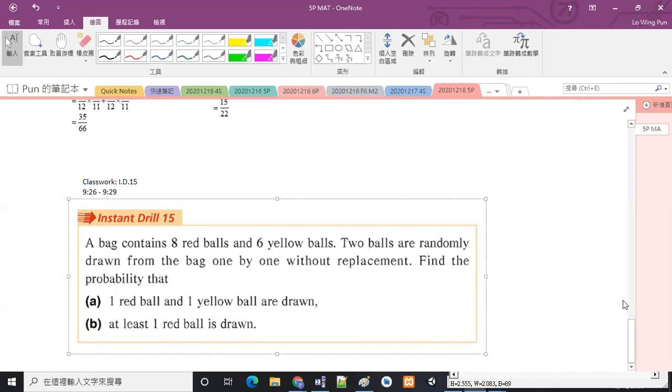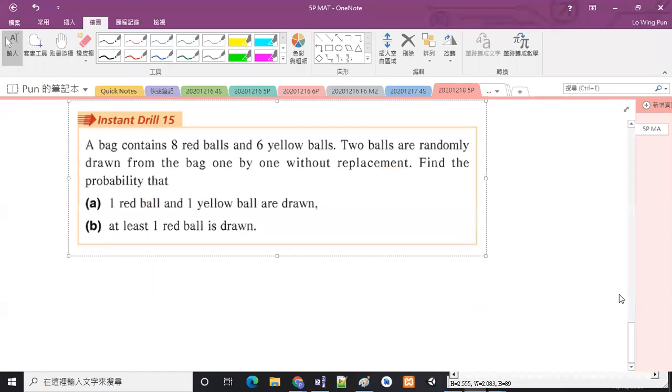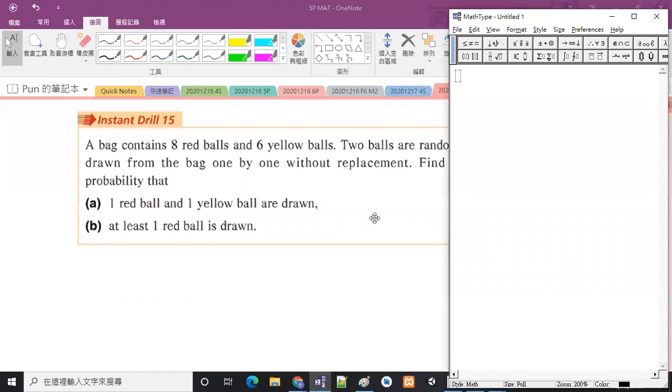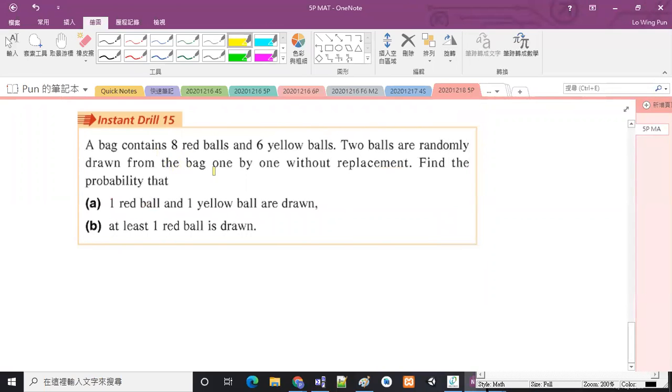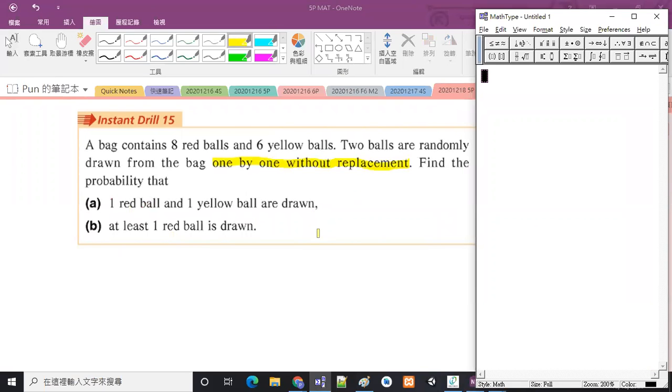Okay, so let's check the answers. Instant drill number 15. A bag contains 8 red balls and 6 yellow balls. 2 balls are randomly drawn from the bag one by one without replacement. Again, okay, so we have these magic words. Okay, find the probability that 1 red ball and 1 yellow ball are drawn.